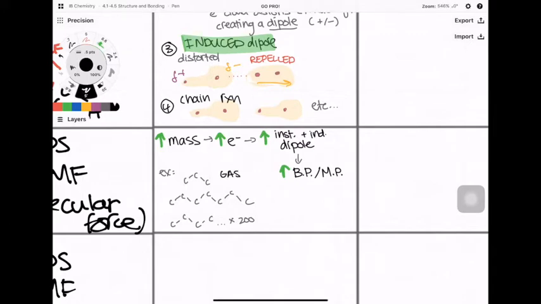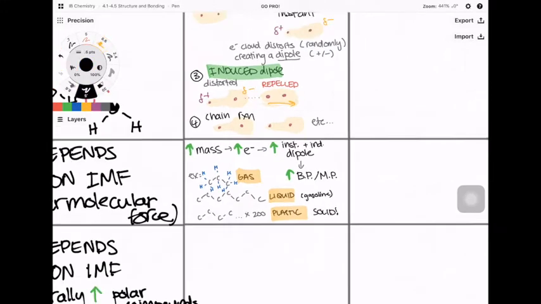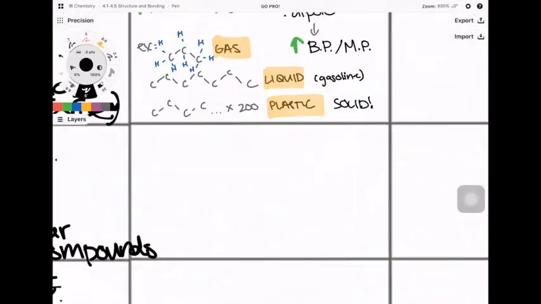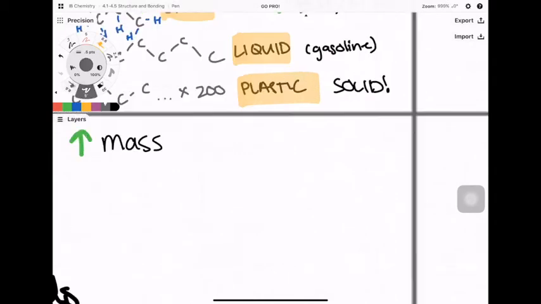So if we take a look at these three structures that I've drawn, I've only drawn the carbon backbone, so there's no other elements. It should be all hydrogen around each of those carbons. The smallest one is a gas, the medium one is a liquid, and then if we multiply all of that by about 2,000, we get a solid, which is plastic. And so here you can see our boiling point is increasing as our mass increases.